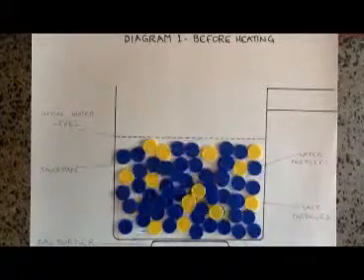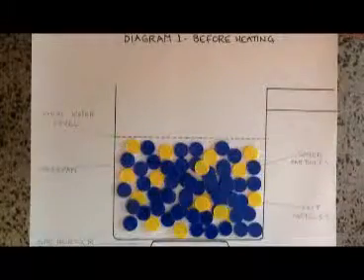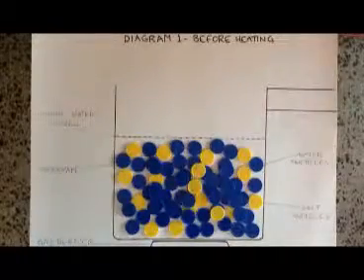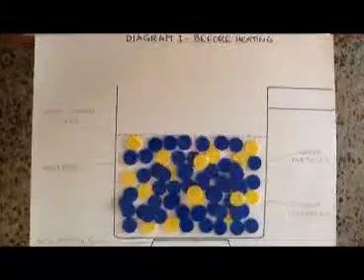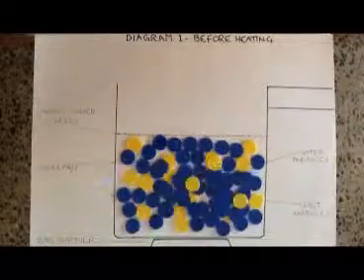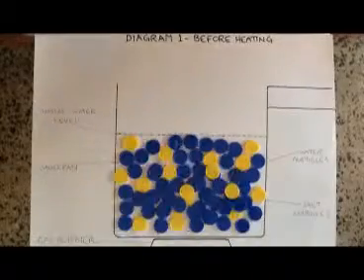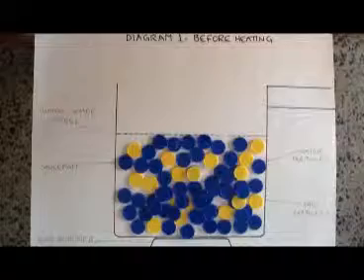Okay. This diagram represents the water and salt particles before any heating has taken place. As you can see, the particles are in a liquid state. In this state, they are able to slide past each other. These particles have minimal energy and are still quite cohesive. The blue discs represent water particles and the yellow discs represent salt particles.